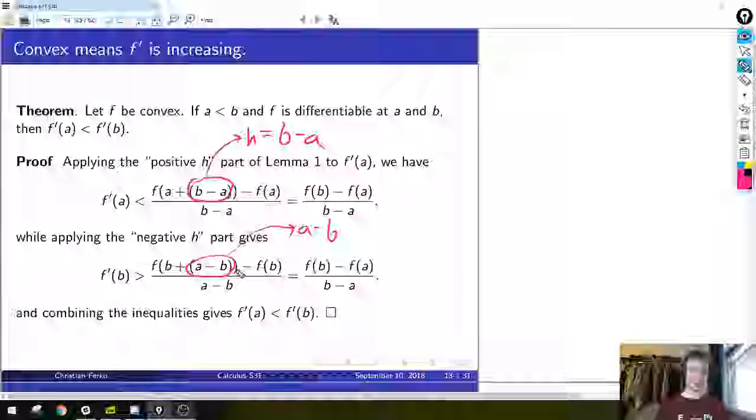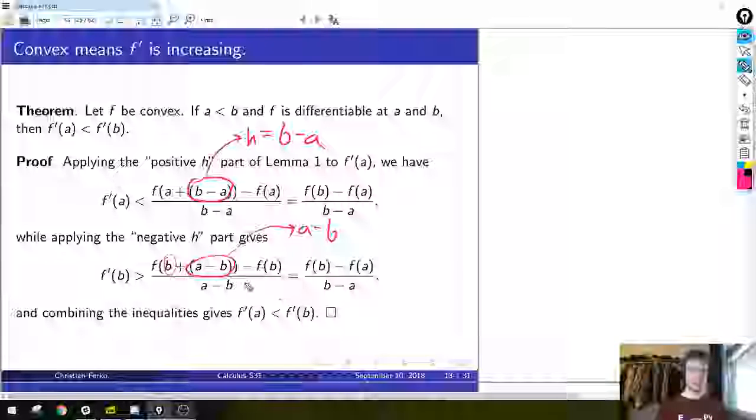So you plug in a minus b, but now apply this to the point b instead. So you apply this to the point b with h equals a minus b. So that's why b appears here and b appears here. So we're applying the lemma twice. One with a and a positive h, one with b and a negative h. When you do that, the same clever thing happens.